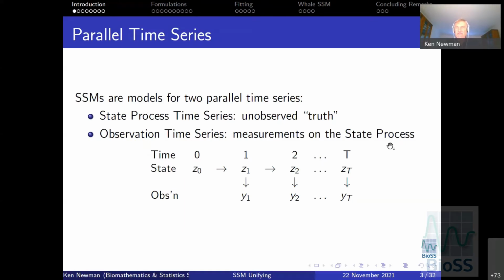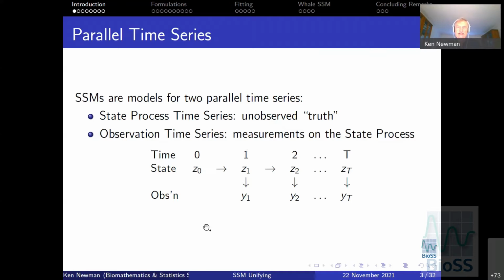So first of all, state space models are models for when you have two time series that are running in parallel. One time series, which you can't see directly, or you can only see partially, is what we call the state process time series. That is the underlying truth, the underlying dynamics, what's really going on in nature. Then the observation time series parallels that state process time series, and it consists of measurements on the state process.